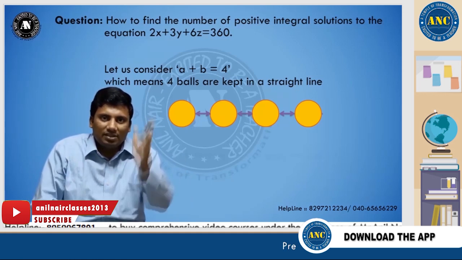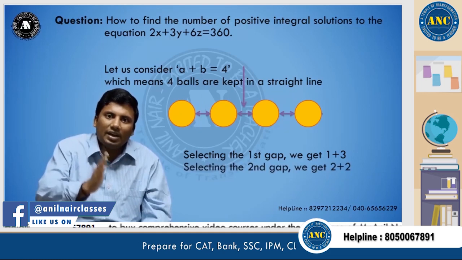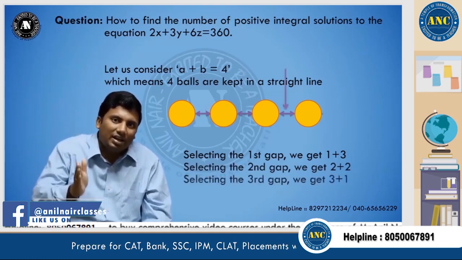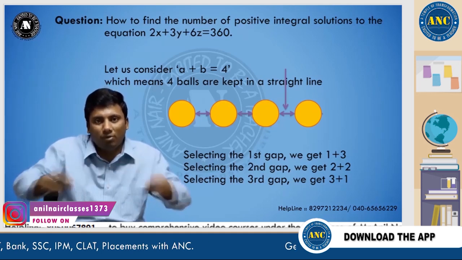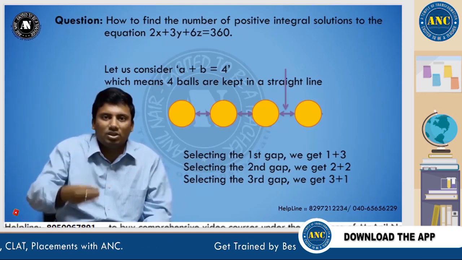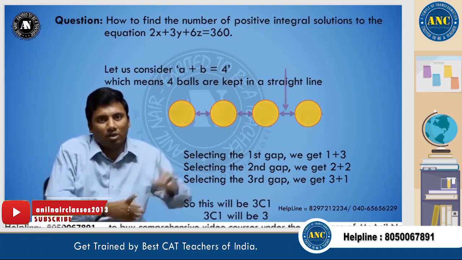There are 3 gaps. I will select the first gap, I will get 1 plus 3. I'll select the second gap, I'll get 2 plus 2. I'll select the third gap, 3 plus 1. Out of 3 gaps present between 4 balls, select any one. So this will be 3C1, which is 3.